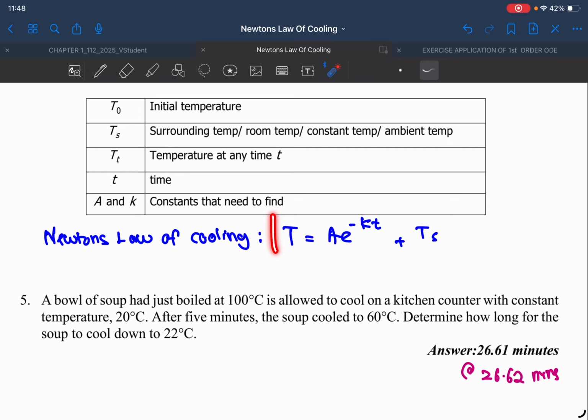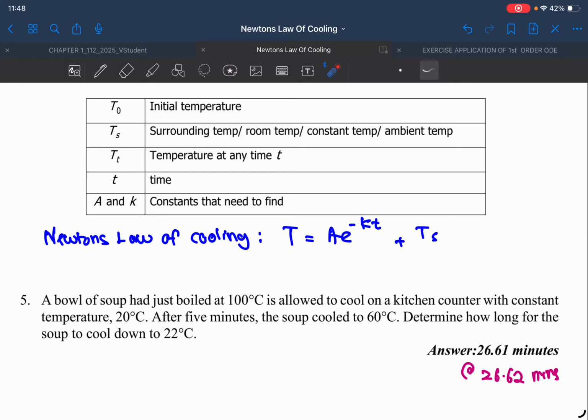So this is the mathematical model for Newton's law of cooling, whereby T stands for the temperature, A and K are constants, the small t refers to the time, and TS refers to the surrounding temperature, room temperature, constant temperature or ambient temperature. You have to be familiar with these names because this is the value that represents the TS.